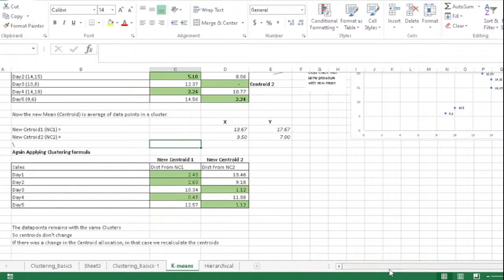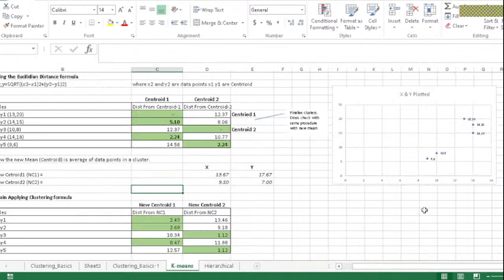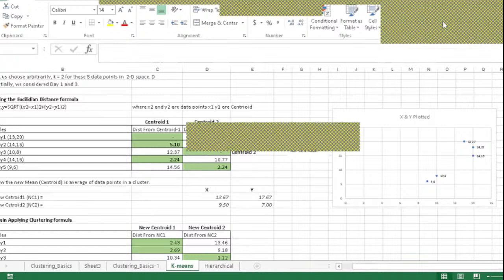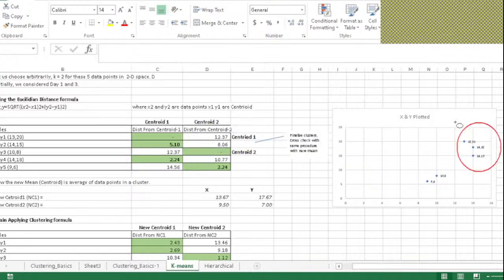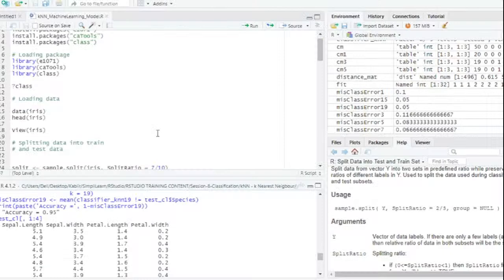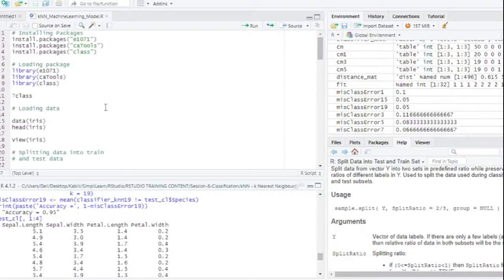Okay, and if I plot these 5 data points, you can very well see the clusters that have been suggested. These are the 2 clusters that are suggested. Clear, K means, right? So this is K means, okay, and that was KNN.